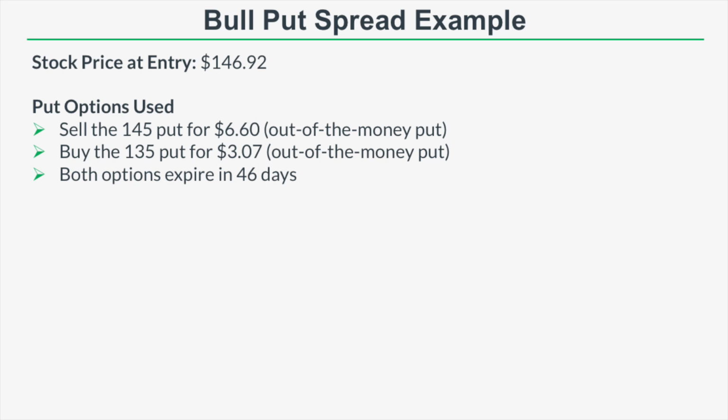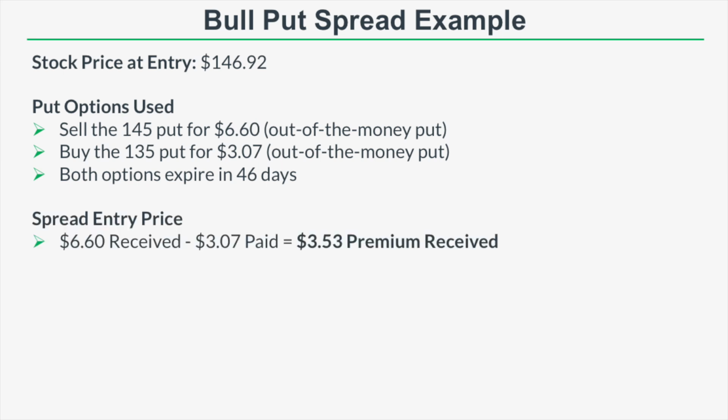In this particular example, if the stock price stays right at $146.92 over the next 46 days, then this put spread will be maximally profitable. In fact, the stock price can even decrease to $145, and the spread could still expire worthless at expiration. Now, when you sell a put spread, you are going to collect option premium for selling that spread.